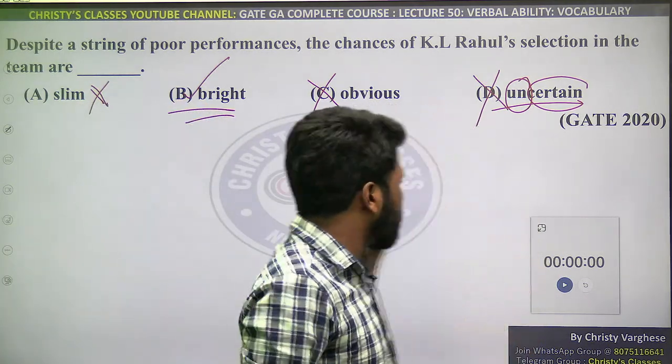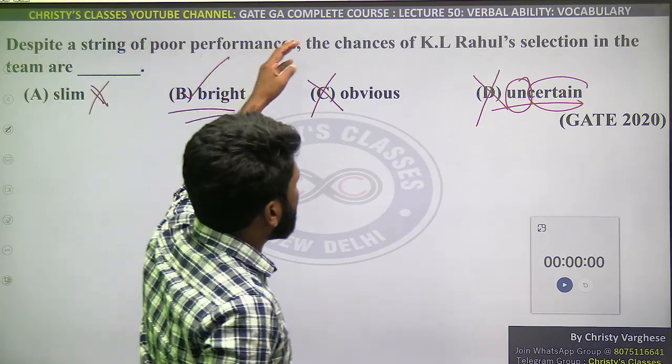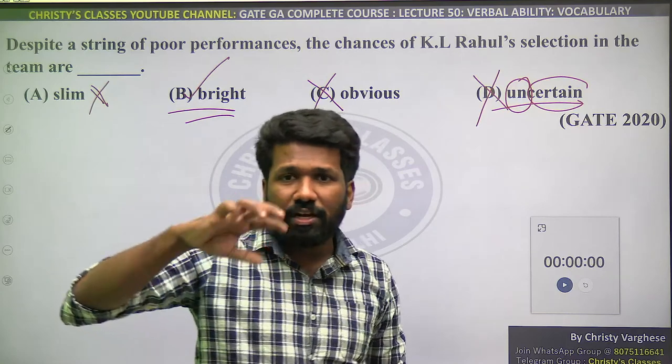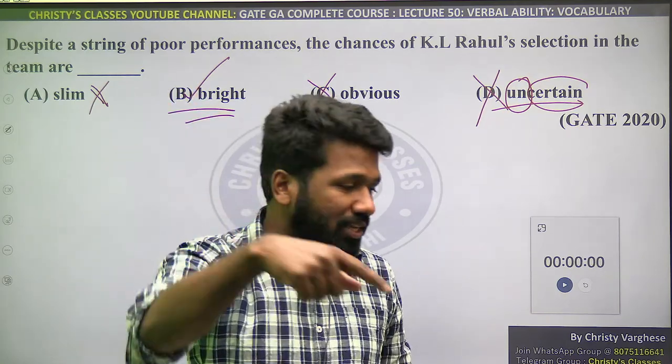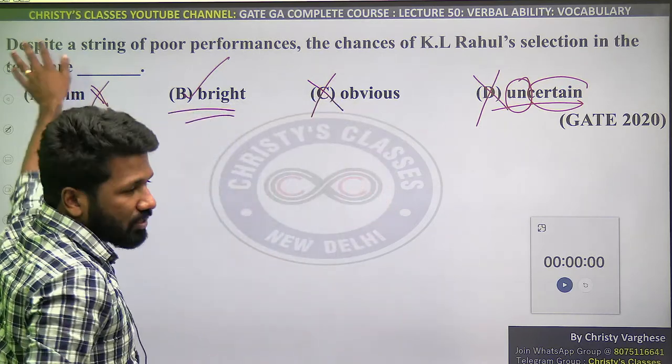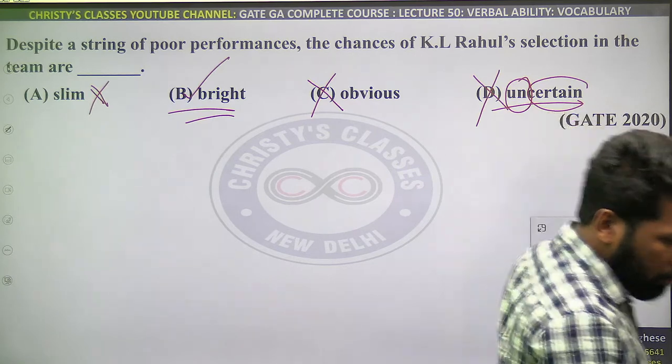Preeti was asking about "in spite of", "despite of", "despite", "because of a string of poor performance". That means the reason why KL Rahul is not selected would be the context in that case, if the word "despite" is replaced by "because of". Good question, Preeti. I hope it is clear.